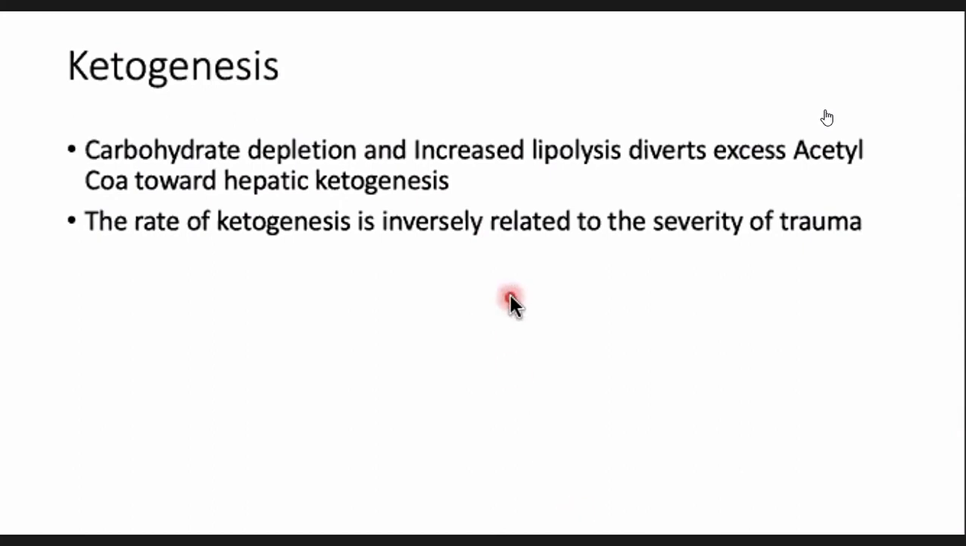So during stressful states like trauma, severe shock, and sepsis, there will be attenuation of ketogenesis by increasing insulin levels and causing rapid tissue oxidation of your free fatty acids. So the rate of ketogenesis will be inversely related to the severity of trauma.